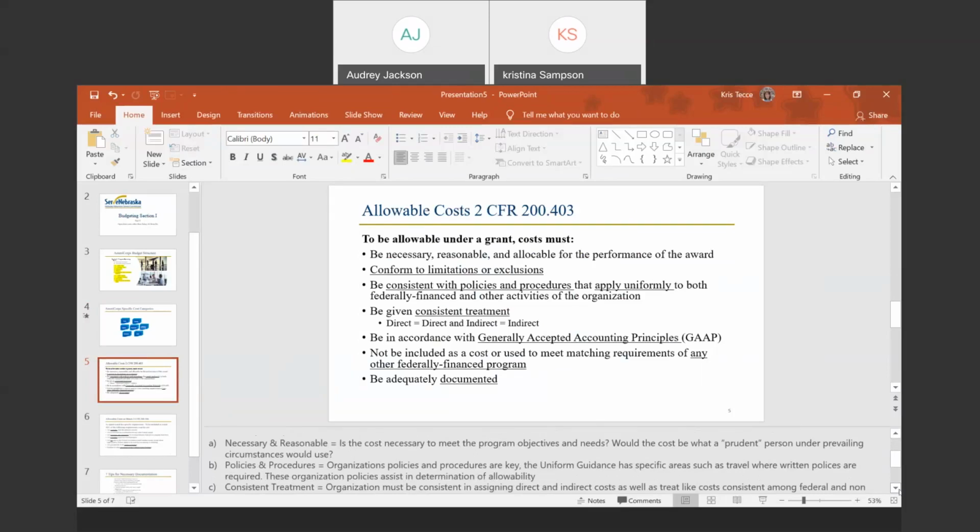You also want to give consistent treatment to direct and indirect costs. Ensure that everything is performed in accordance with GAAP.